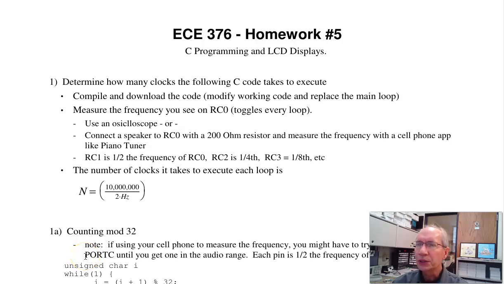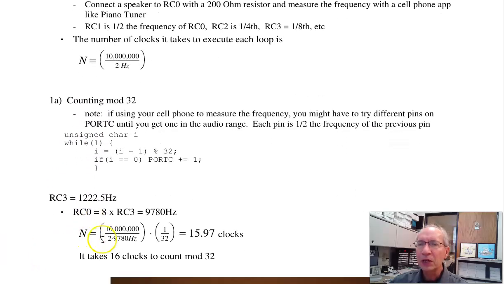Here are our solutions to homework set number 5 for ECE 376. This homework set looks at C programming and LCD displays. Now the first problem is, how long does it take to execute code? So I want to know, how long does it take to count mod 32?